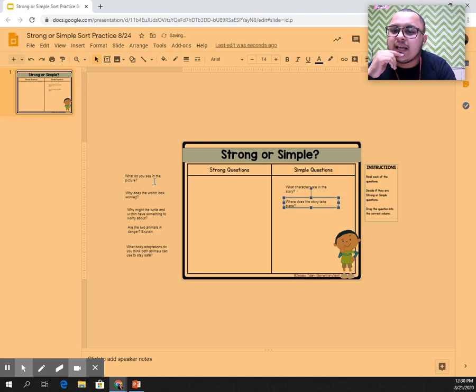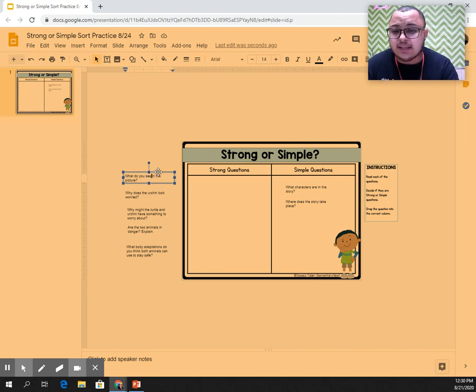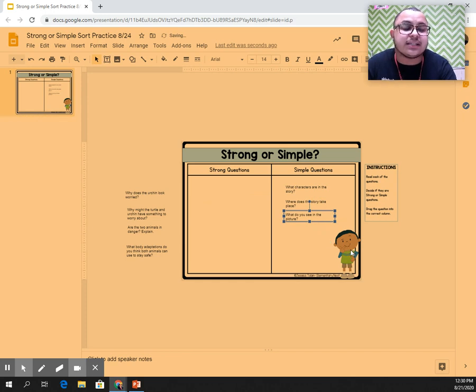Now this next one, let's see if we can answer this one without looking back at our PowerPoint. So this one says, what do you see in the picture? Now you have to think. Remember, a strong question is a question that makes your reader brain think. It's going to make you think, wow, I'm going to have to read to figure out what the answer to this question is. And a simple question is something that you can just look at and you just know the answer. Well, if you're looking at a picture and it says, what do you see in the picture? Then it's going to be a simple question, because you're going to say, well, in this picture, I see that this boy is thinking.